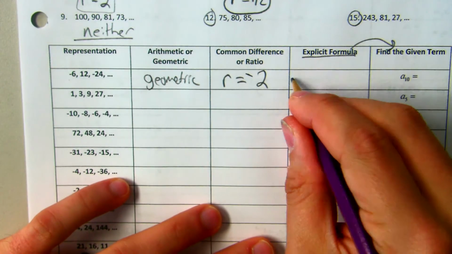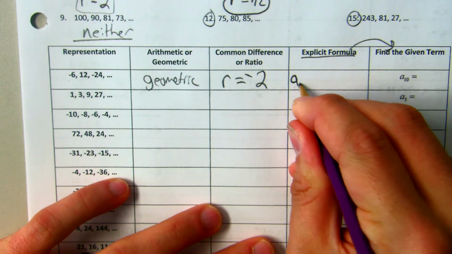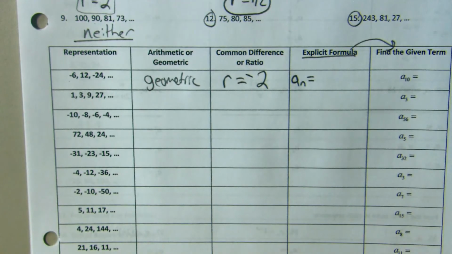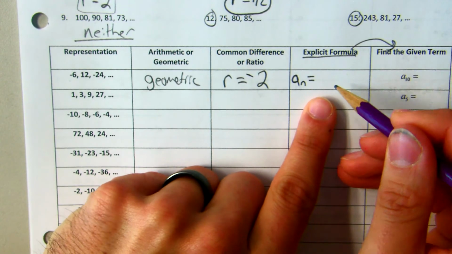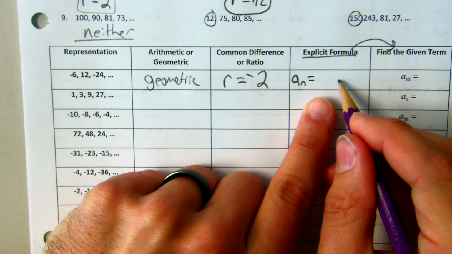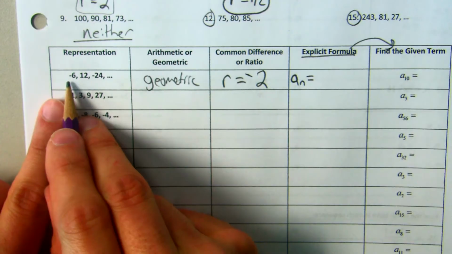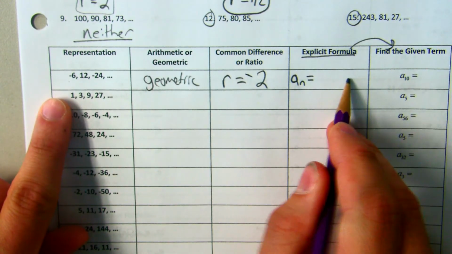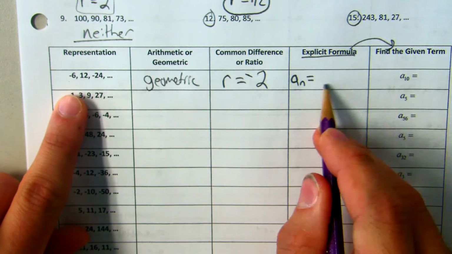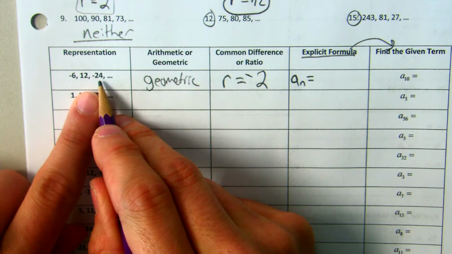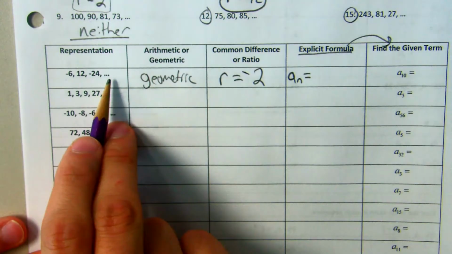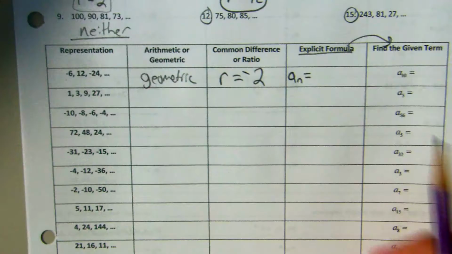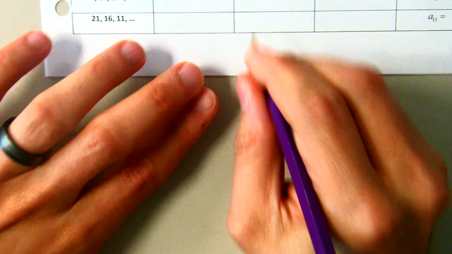Okay, so our explicit formula is going to be set up like this, a sub n. And then we've got to come up with a formula so that if we plug in 1 for n, the formula gives us negative 6. But then if we plug in 2 for n, it gives us 12. If we plug in 3 for n, it has to give us negative 24. So that way we can see it's going to work for everything else past that. I didn't really give you much space, so I would squeeze this in down here.